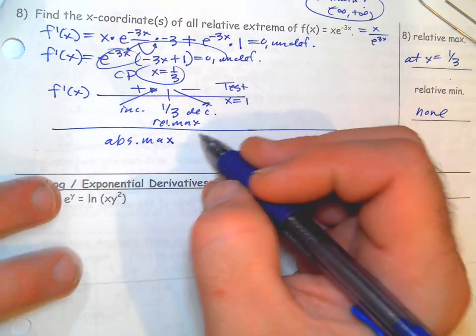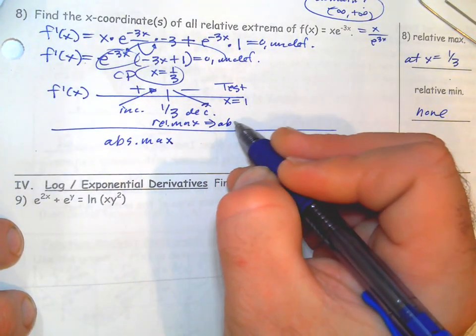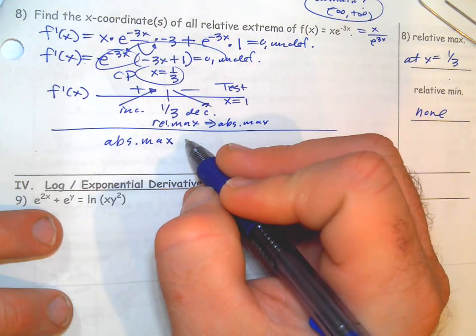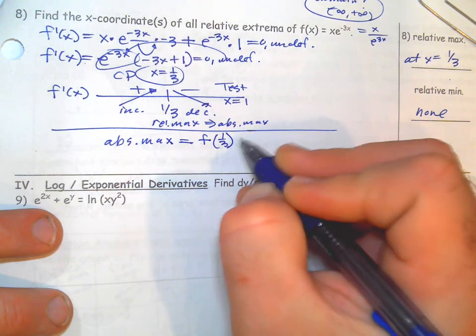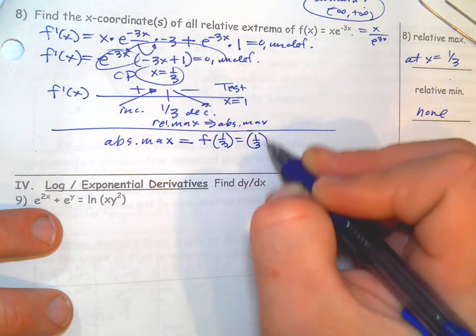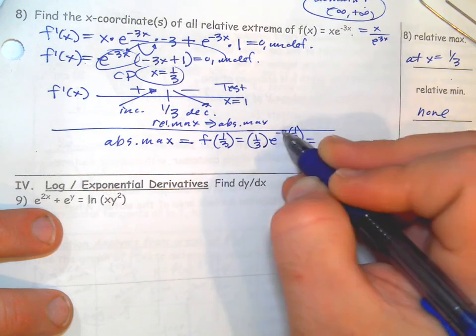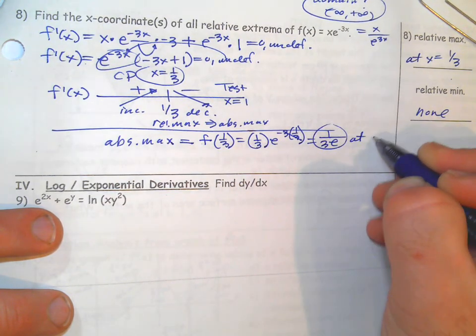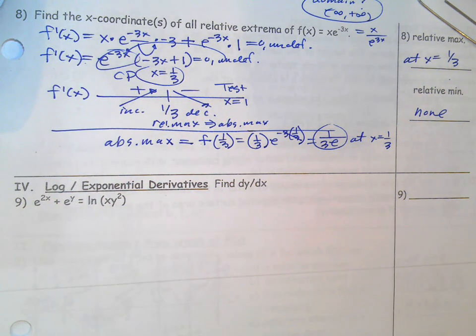Now, just as a side note, what if I asked you for the absolute max location? Well, the absolute max would be at the relative max, right? That is the absolute max. And the absolute max value would equal the original function with 1/3 plugged into it. So this is the absolute max at x equals 1/3, not through extreme value theorem. There is no absolute min. This graph goes down forever.